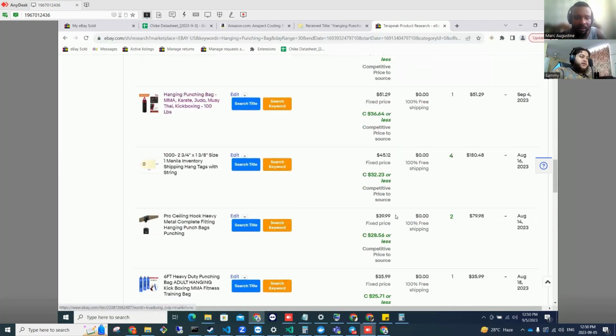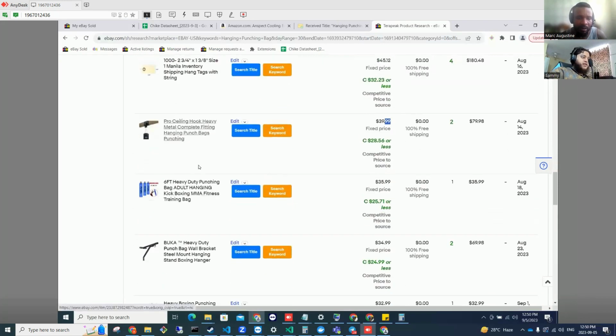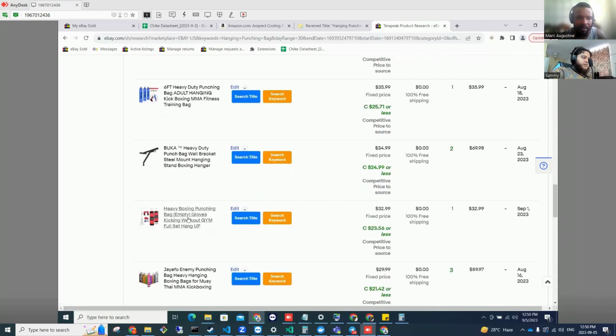Like for example, this guy right over here, heavy metal. This is heavy metal complete fitting. This is a punching bag. Okay, this is a similar one to us. Yeah, this is the one. This is similar to us, and they're actually giving more items, right? So these guys, they're selling it for 32.99.